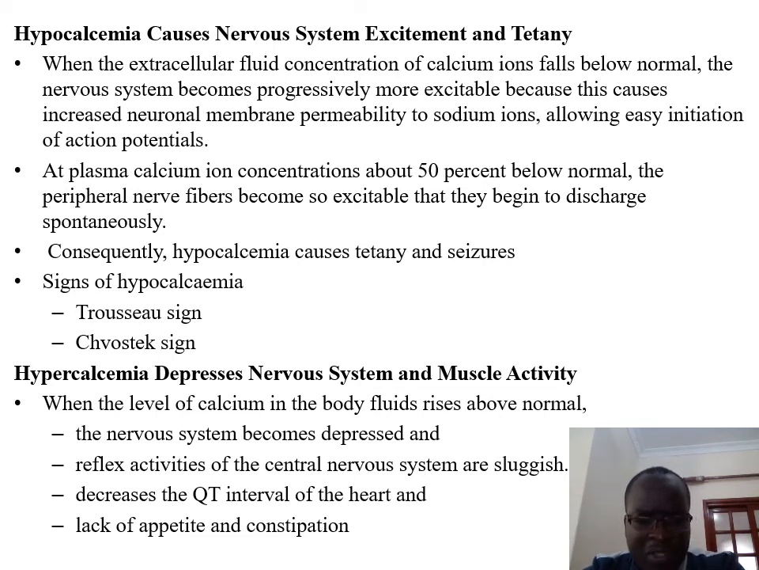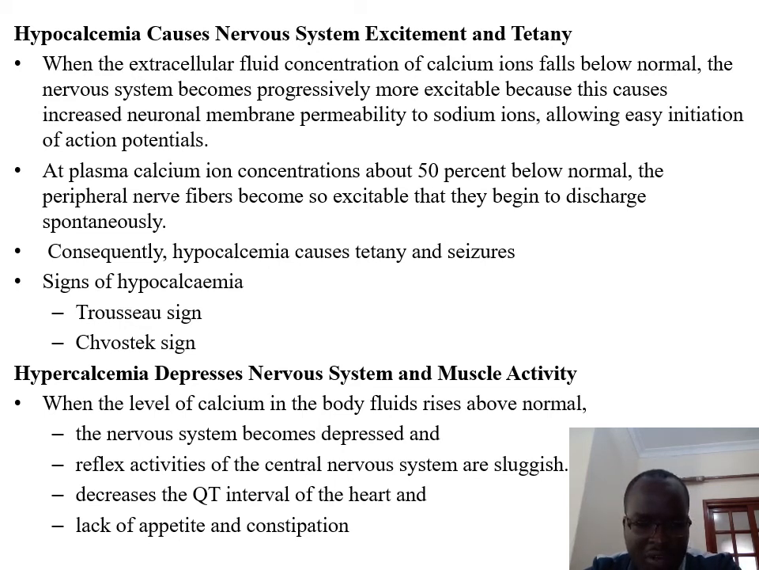Hypercalcemia is the opposite now. Hypercalcemia depresses the nervous system and muscle activity. There is depression of the nervous system in hypercalcemia, because the permeability to sodium is reduced. Then it's very difficult to depolarize these neurons, so the activities will reduce. So there will be depression of the nervous system and muscle activity.